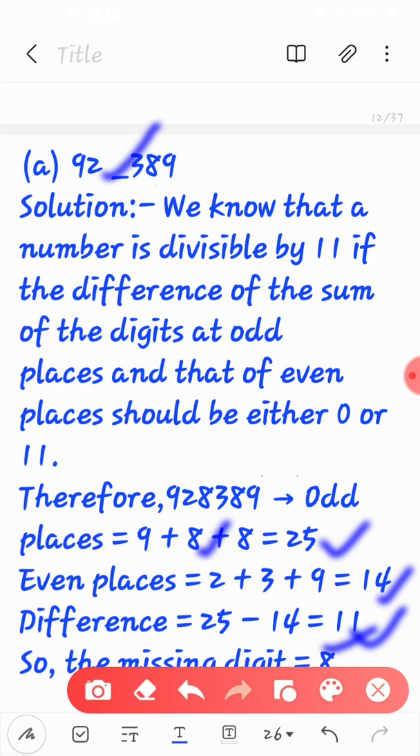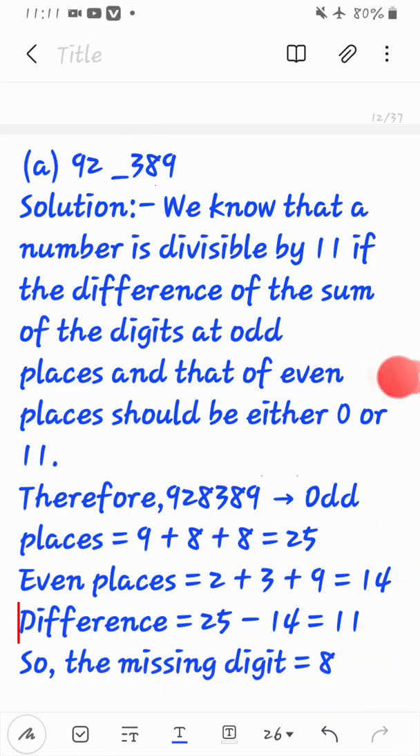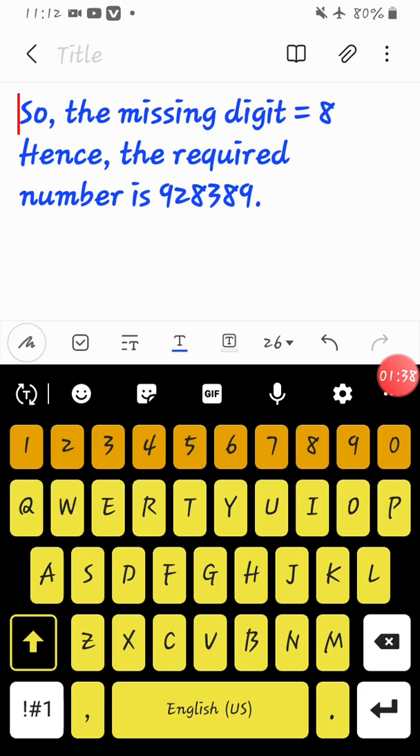Understood? So the missing digit is 8. Hence the required full number is 9,28,389. Hope you have understood this exercise 3.3 well.